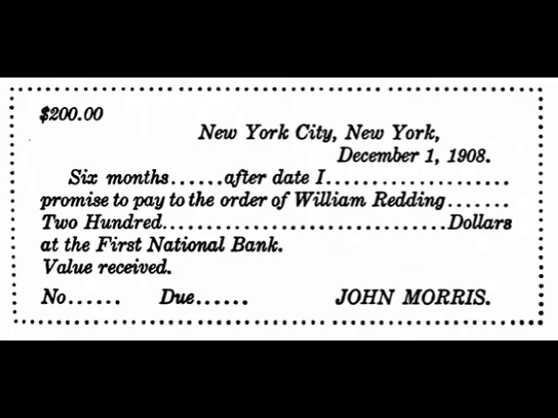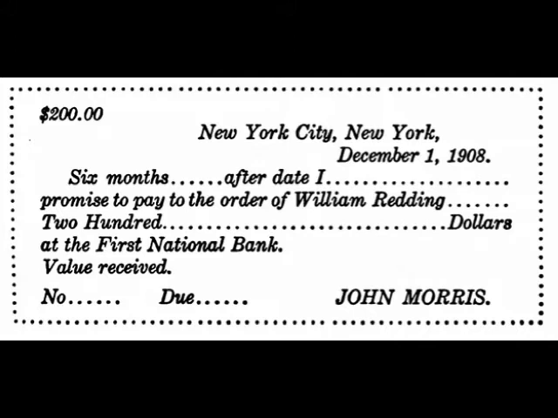$200. New York City, New York. December 1, 1908, 6 months. After date I promise to pay to the order of William Redding $200 at the First National Bank. Value received. No. Due. John Morris.